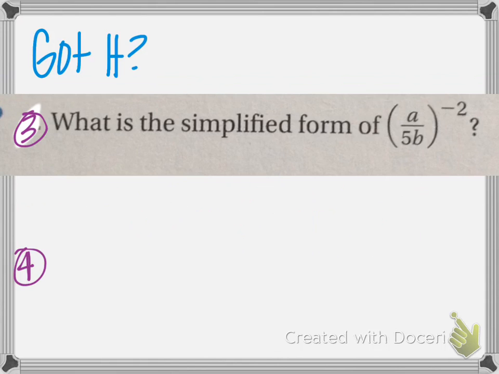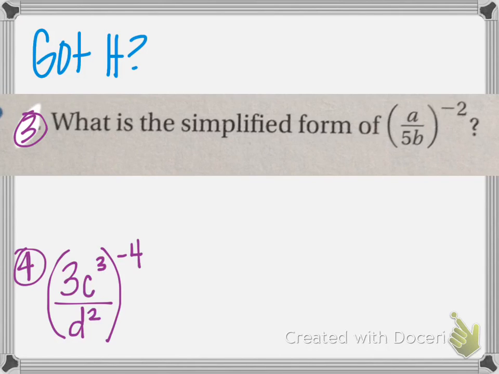Alright, your got it question. I want you to simplify this. There's a negative exponent, so you can choose which method you want. If you need to look at them again, by all means, rewind it. And then I'm going to add 1. I also want you to do 3c to the third over d squared, all to the negative fourth. And see, there's the negative exponent again, so handle that whichever method you want to use. Pause it, do your 2 got it questions, and catch up with me on the next slide.